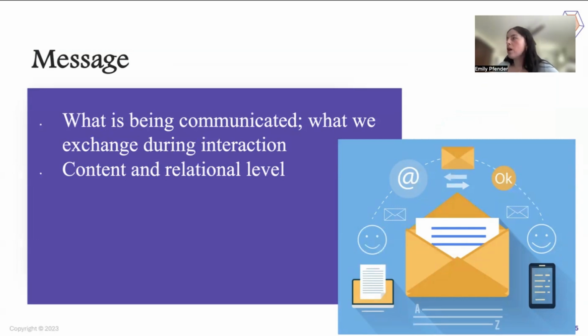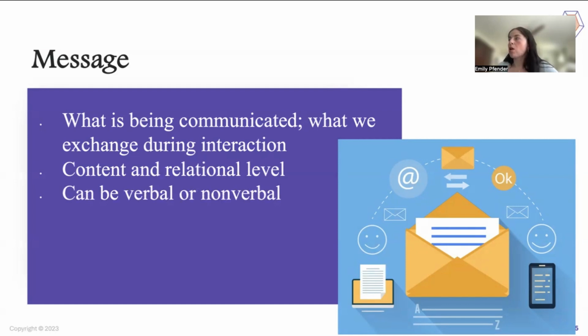The relational level is the underlying meaning of the message. If the content level is I love you, the relational level really is something deeper. It's an indication of investment in a relationship. It could mean that we're family or we're in a romantic relationship. It could mean I want to keep you in my life, I care about you. It has all these different other meanings at play.